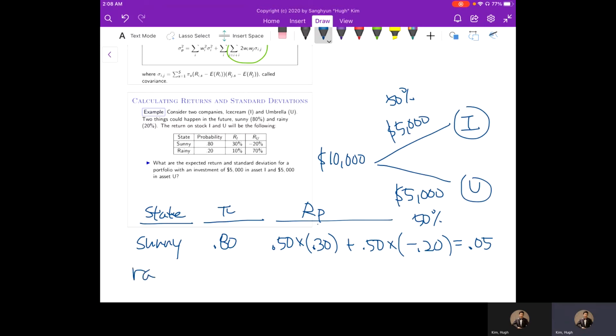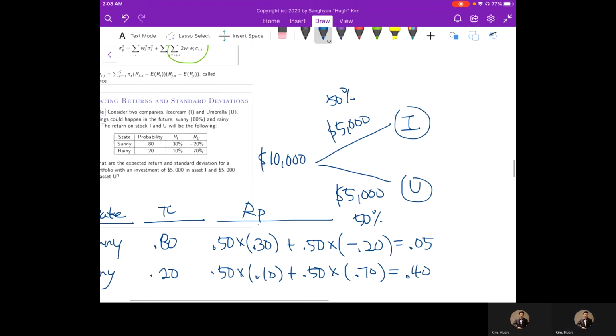That is if it's sunny. If it's rainy, the probability of it being rainy is 20%, and the portfolio return is 50% times 10% plus 50% times 70%. So this is equal to 0.40 or 40%. This is 5% if it's sunny.